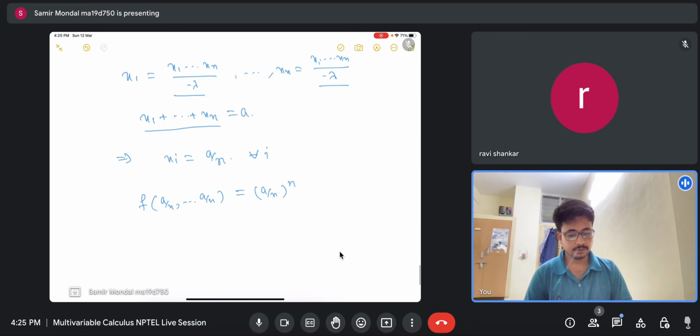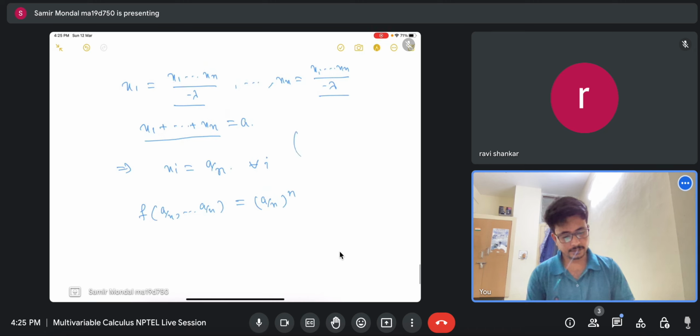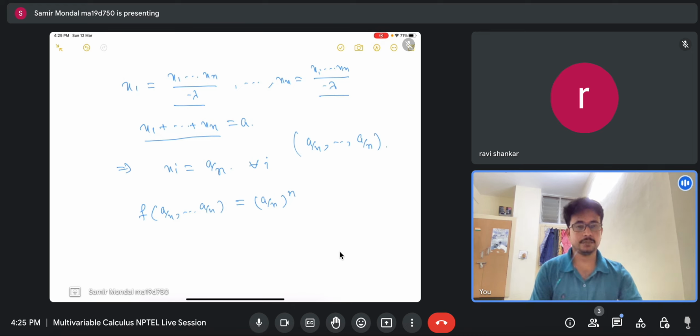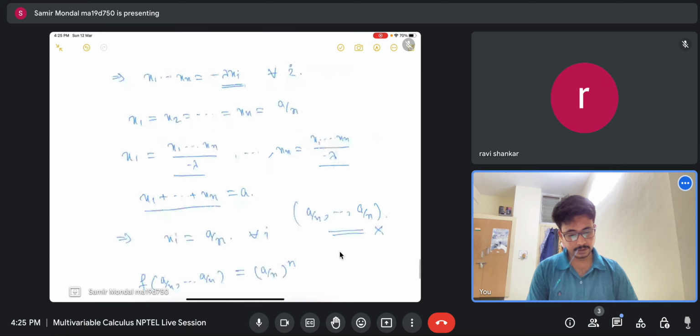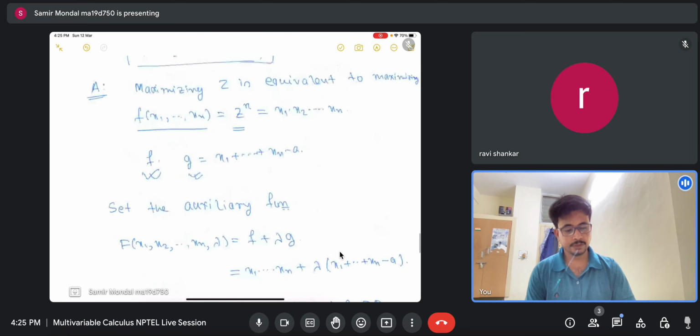Yeah, so these are a by n. This is the only point of possible extrema. So at this point the function may have a maximum or a minimum, okay? But this is not a minimum point. Our claim is this is the maximum point, because f is the product of these terms.